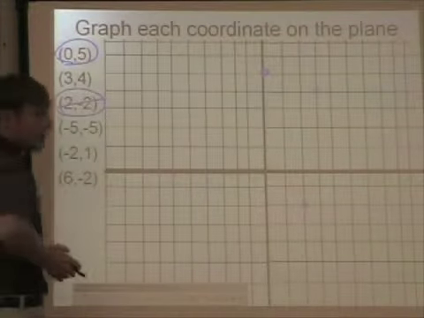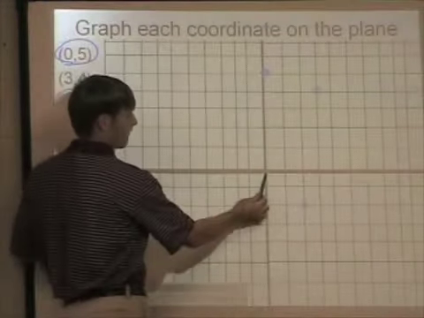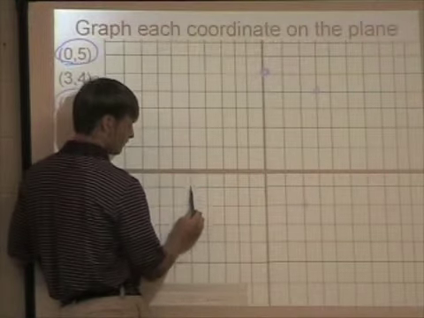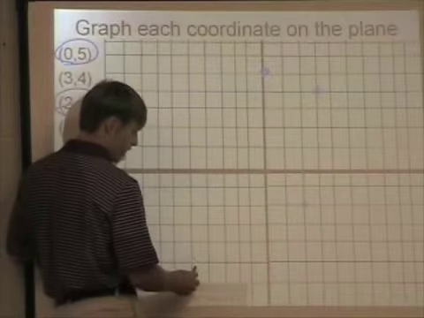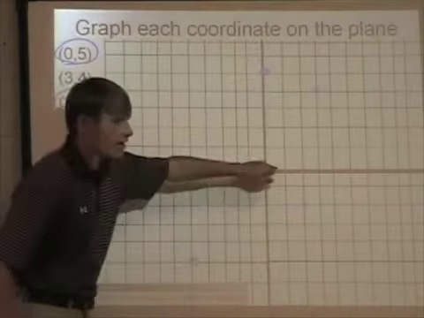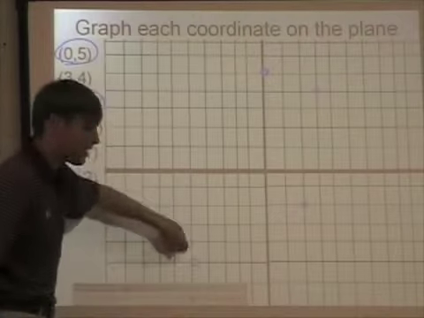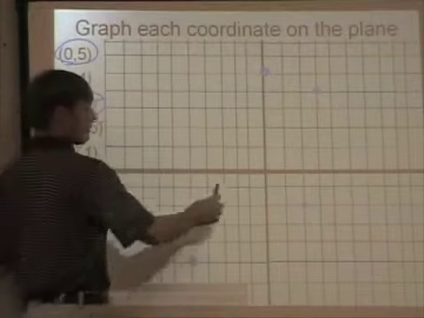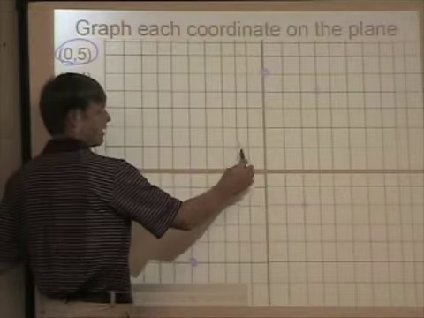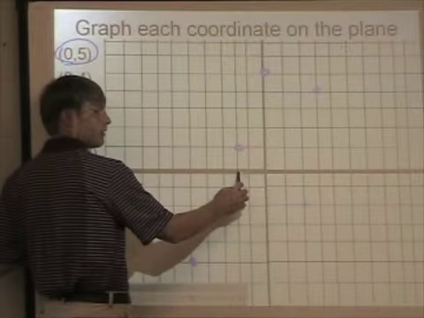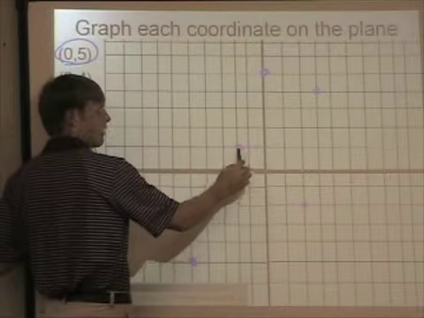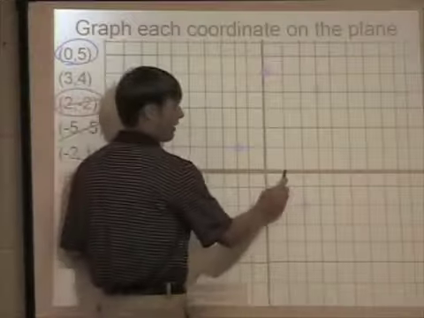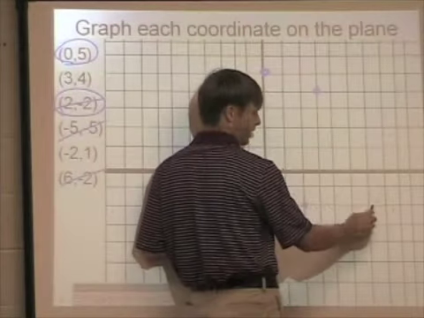What about negative 5, Darterian? Go left 5. Down 5. Good job. Now, I went left because it was negative, and then I went down because it was negative. Here I got negative 2, 1. So I'm going to go left 2 and up 1. Why did I go left 2? Because it's negative. Why did I go up 1? Because it's positive. That's right. Here I've got 6, negative 2, so I go right 1, 2, 3, 4, 5, 6, and down 2.